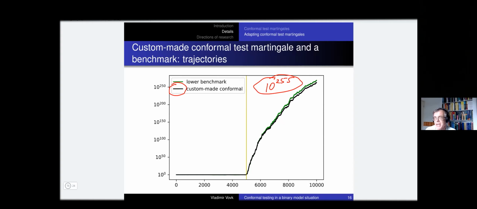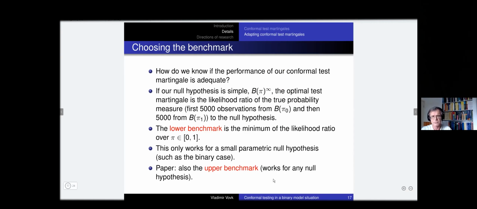But now we need some benchmark. One possible benchmark, I call it the lower benchmark, is shown here in green. This is the best. My interpretation of it is that it's the best you can achieve without any restrictions, without restricting yourself to conformal test martingales. And in the binary case, it's feasible to have this quantity. So let me tell you how this lower benchmark is defined. I think I have enough time for that.